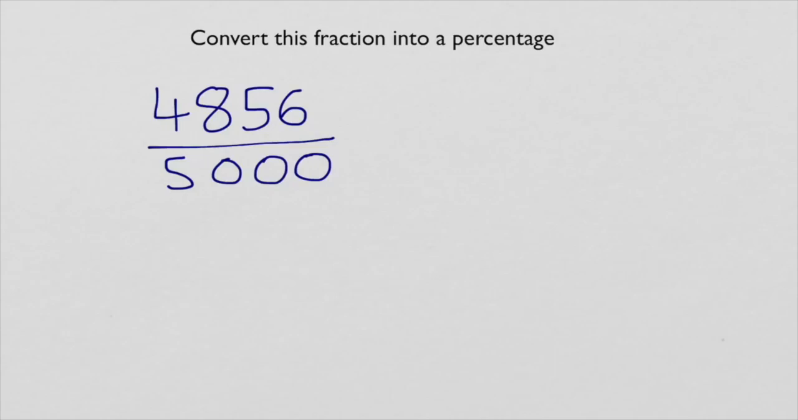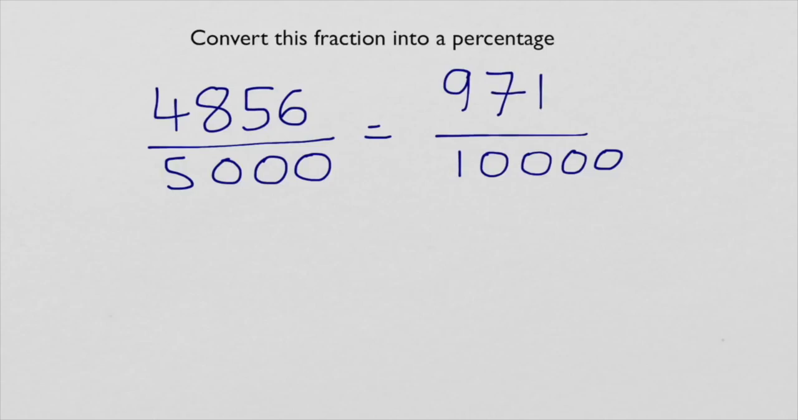Okay then, let's see how you did. There's obviously a few different methods that you could use here. I will just show you one of them. So what I'd like to do, ideally, is to make this fraction a fraction over 100. But that's not going to work. I can't divide the top number by 5. So the other method I'm going to use is to double both top and bottom, so both numerator and denominator, and turn the 5,000 into 10,000, and the 4,856, double that to make 9,712.